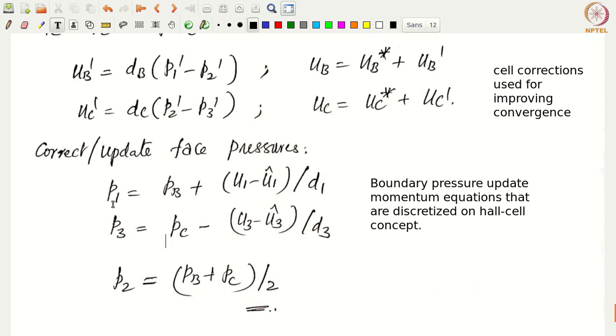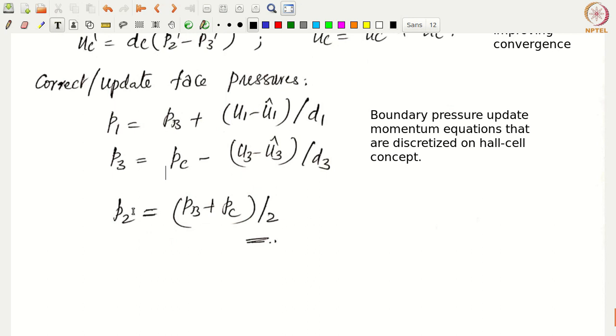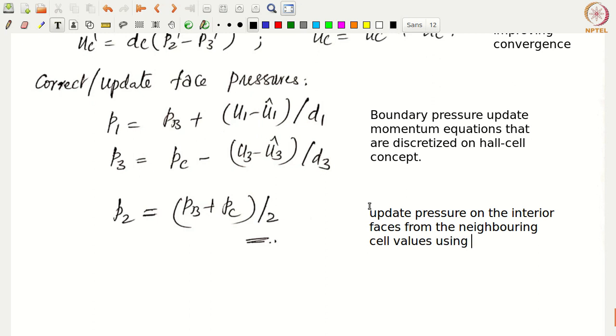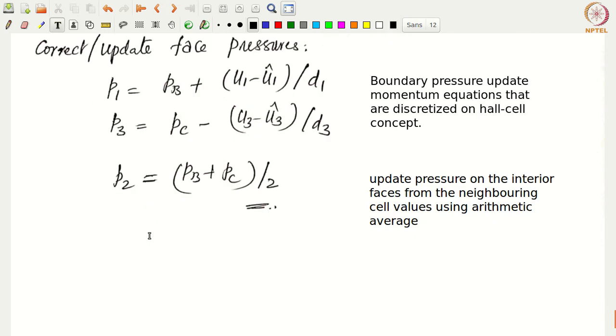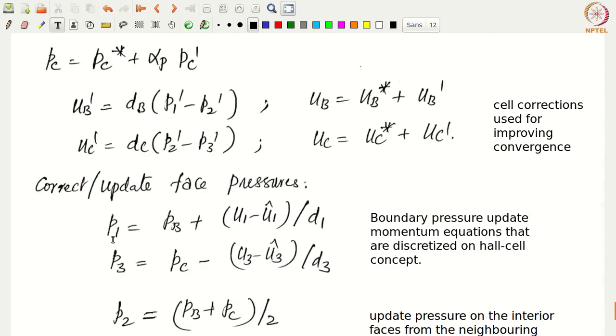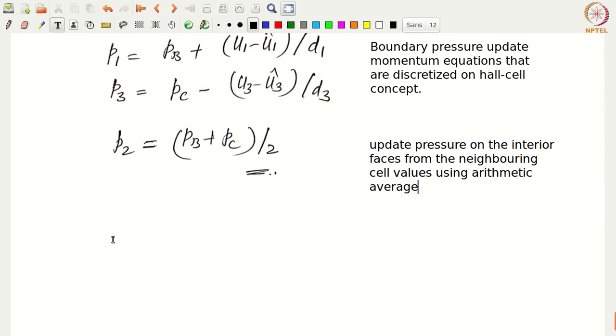Similarly, once you correct the pressures on the boundary faces, you can also correct the pressure on the interior faces. This is basically the arithmetic average of PB and PC. So essentially update pressure on the interior faces from the neighboring cell values using arithmetic average. All right, that finishes the algorithm. Then we can go back with the new pressures and new velocities and continue doing this. So that is about the SIMPLE algorithm on a collocated grid.